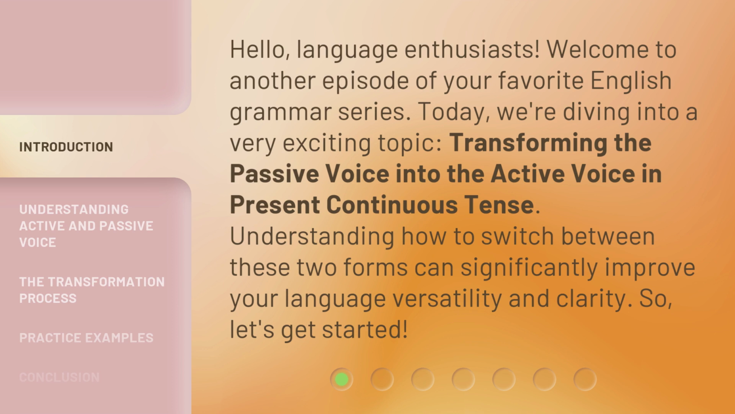Today, we're diving into a very exciting topic: transforming the passive voice into the active voice in present continuous tense. Understanding how to switch between these two forms can significantly improve your language versatility and clarity. So, let's get started.